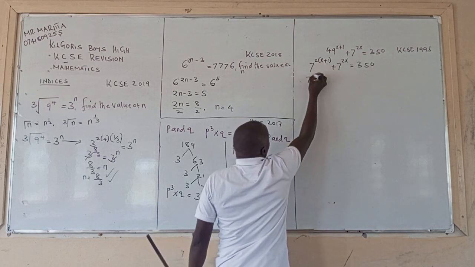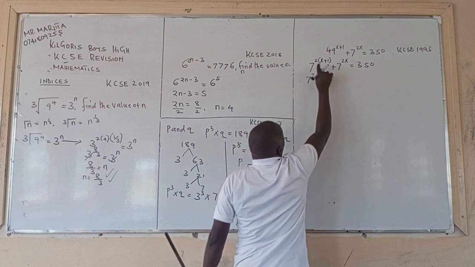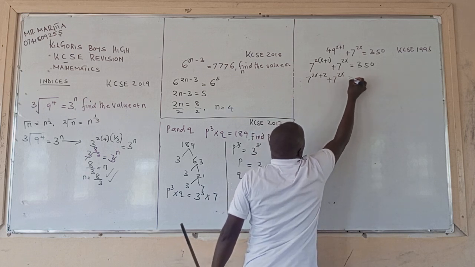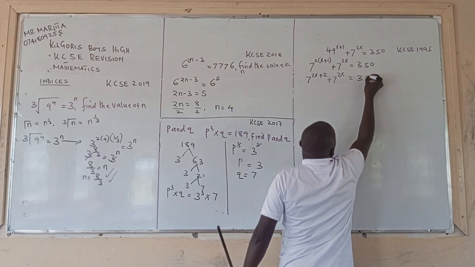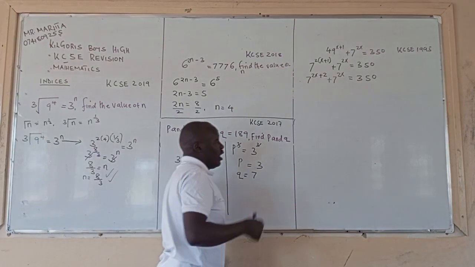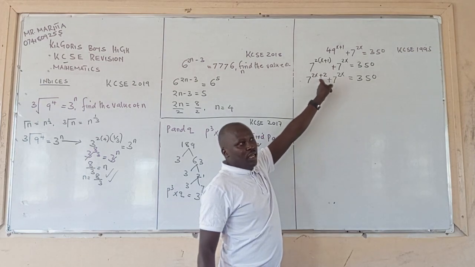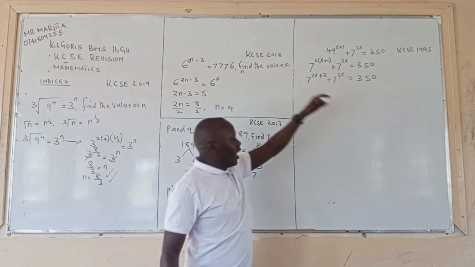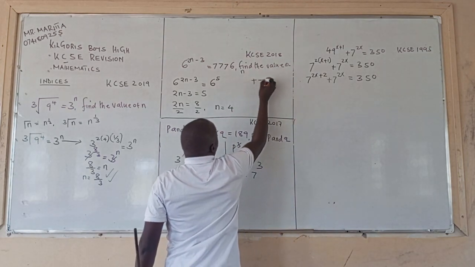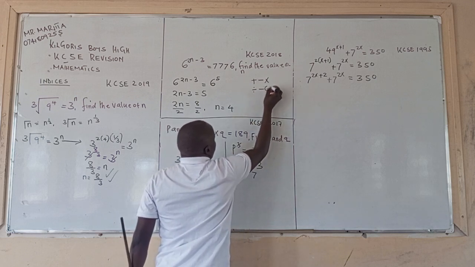So we have 7 raised to 2x, then plus, this one here is 2 because it is 2 times 1, then plus 7 raised to 2x, and this is equivalent to 350. So from here, when you are talking about the addition of the indices, the addition of powers, you need to understand that addition will change to multiplication, and division will change to subtraction.